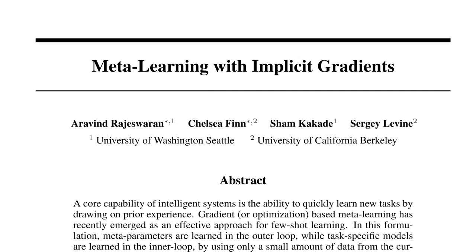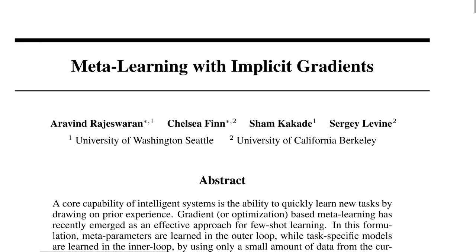Hi there. Today we're looking at meta-learning with implicit gradients by Aravind Rajeswaran, Chelsea Finn, Sham Kakade, and Sergey Levine. So this paper deals with the task of meta-learning.